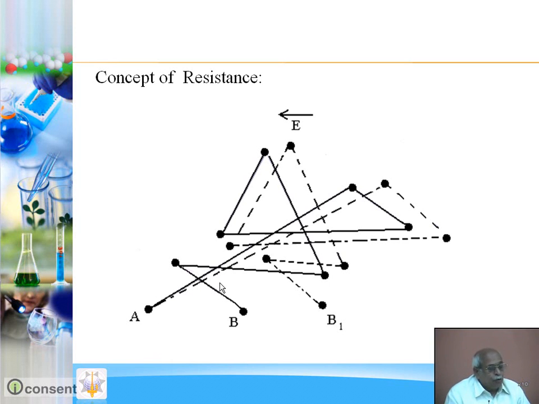So starting from A, electron goes here, collides with an atom. Then it goes here, again collides with an atom, and so on. So in this way, after few collisions, electron starting from A comes to position B1.